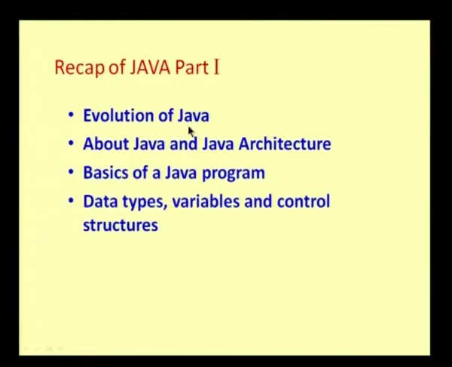Welcome to the UGC lecture series in Computer Science, Java Part 2. In your previous session, we have seen the evolution of Java, the Java programming language, the architecture of Java, basics of a Java program, various data types, variables, and control structures. We have already seen a few control structures and are yet to see a few more.